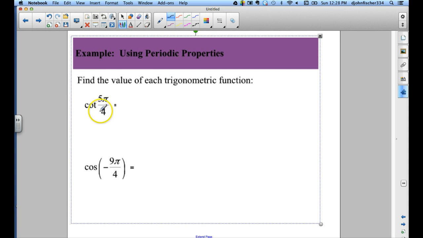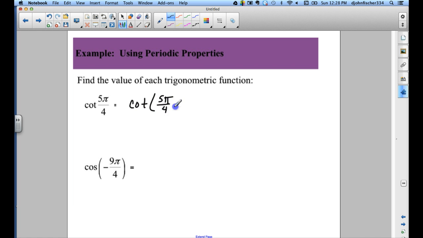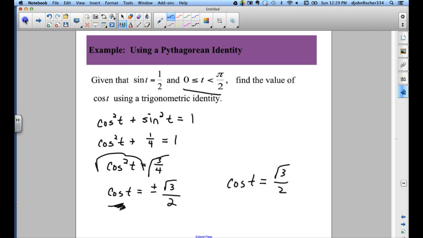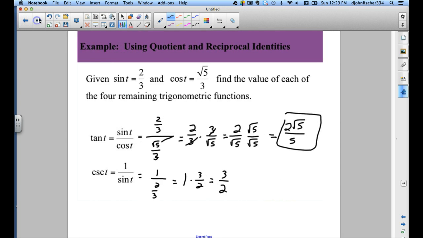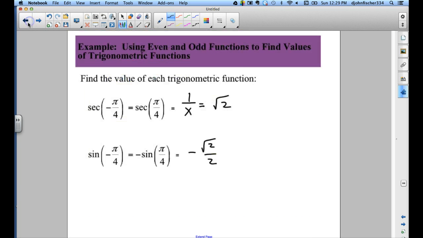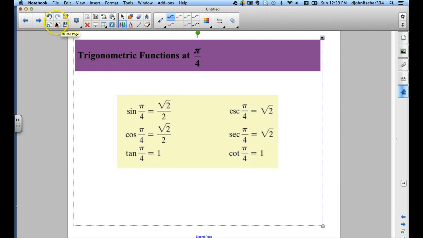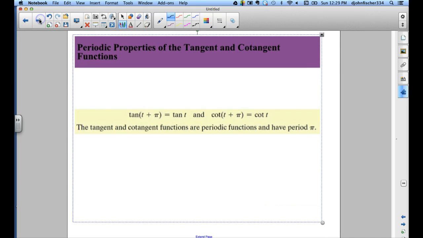So we got cotangent. Here we got 5 pi over 4. So what we can do is say, okay, this is the same thing as cotangent of 5 pi over 4 minus 4 pi, which is equal to cotangent of pi over 4. The period of the function is pi. Now cotangent of pi over 4 we just did a little bit ago. I'm going to go back here. Here we go. Cotangent of pi over 4 is 1. So that's one of the rules that we're going to use.